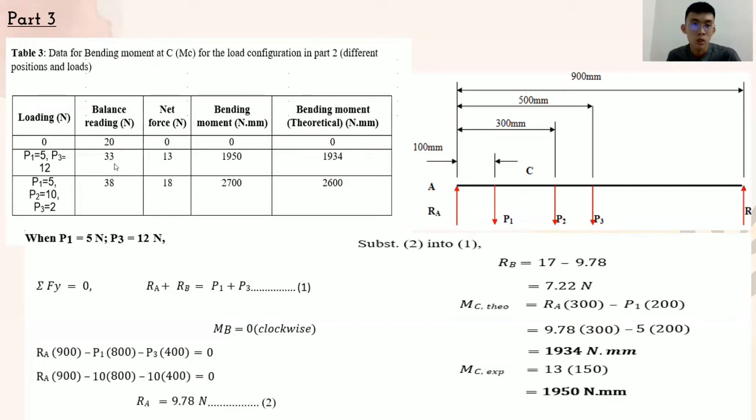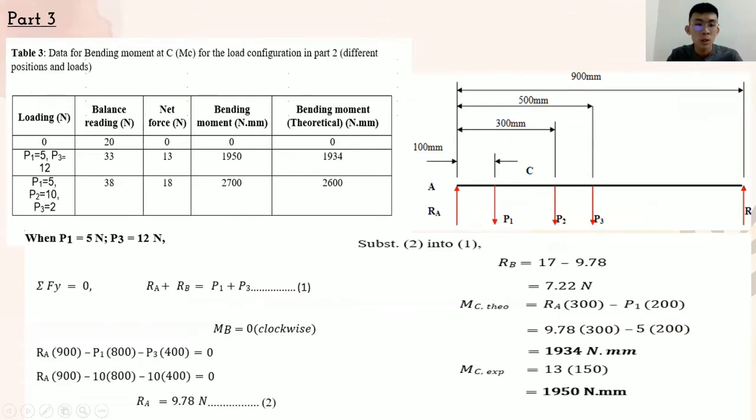So we will use the final weight reading minus the initial reading. We will get the net force is 30 Newton. So we use the 30 Newton net force times 150 millimeter of perpendicular distance. We will get the final experimental value of 1950 Newton millimeter.